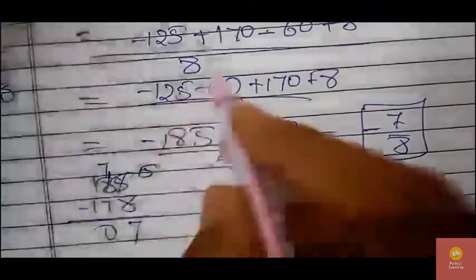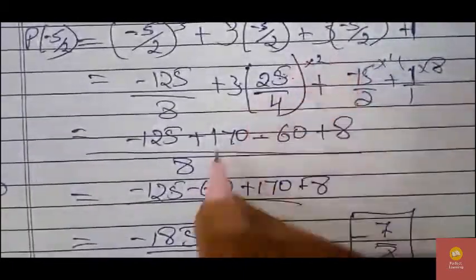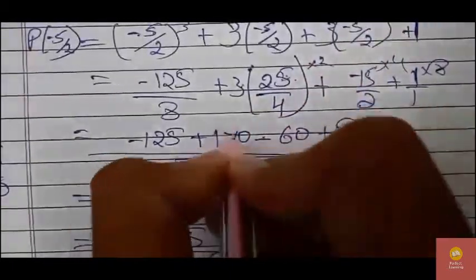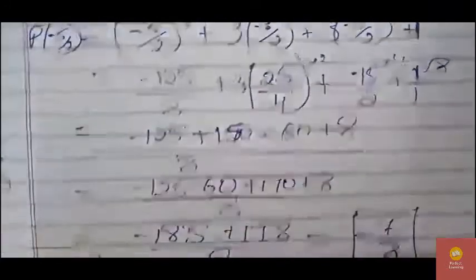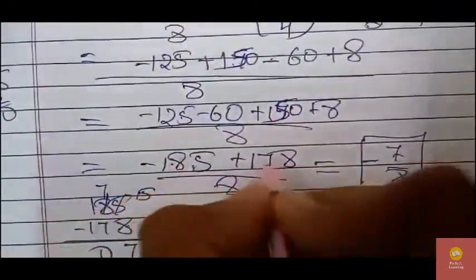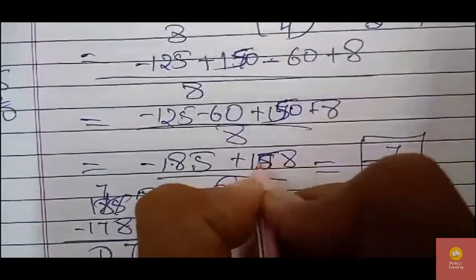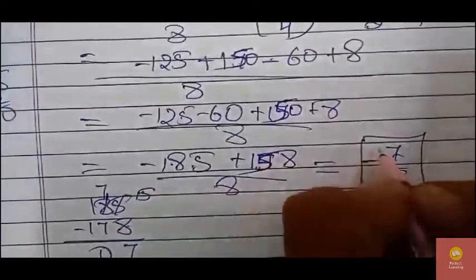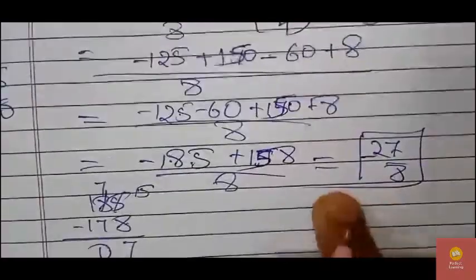Oh no, we had made a mistake. 75 into 2 is not 170, it is 150. Write it as 150. And 185 minus 158 is equal to minus 27 by 8. You can check.